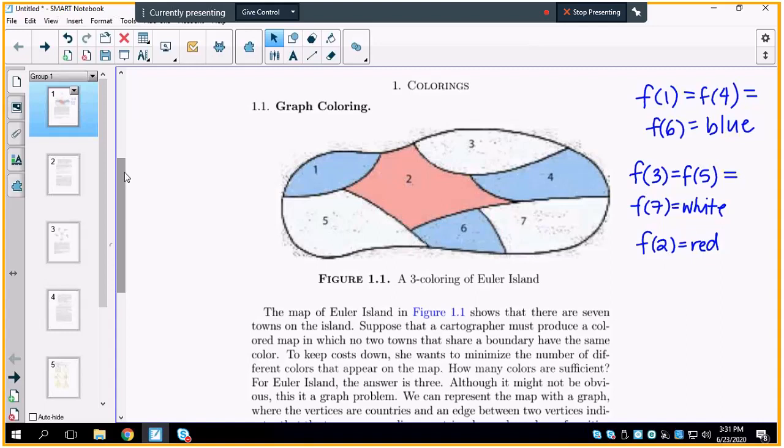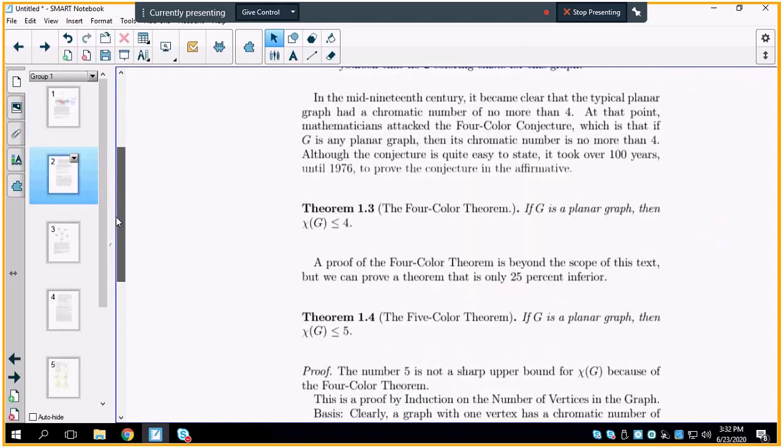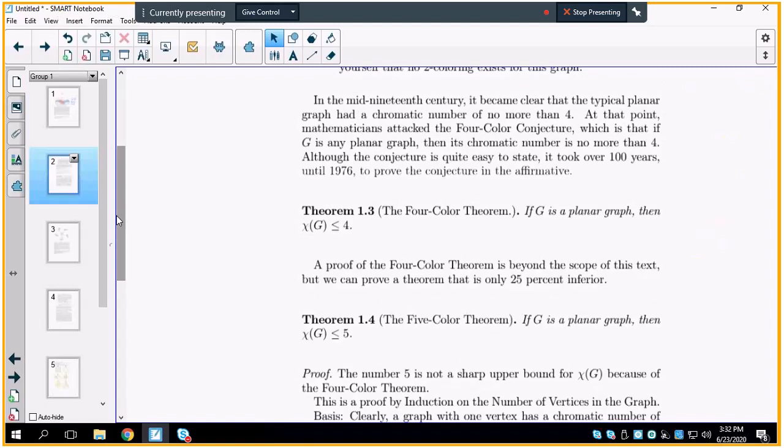Then the next question might be, could I do this with fewer colors than 3? Could I find a graph coloring with 2 colors? If you look at this graph for a few minutes, which I encourage you to do, pause the video and play around with it, you will find that it is impossible. So for this graph, we need 3 colors, so the chromatic number is 3. Also, the coloring of the graph is not unique. There could be many different ways to assign this function.